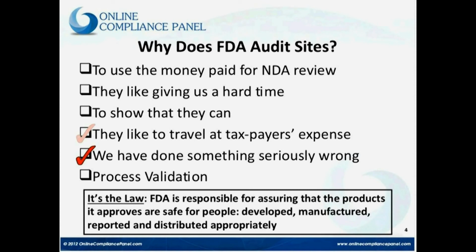Also, sometimes you do something seriously wrong. When there is an accident at your site, when there is a product recall, or there is a complaint about your product, if you are a manufacturing site, if there are too many adverse events from your site, if you are a clinical site, or if there are too many deviations from your site, all those things are triggers where you did something wrong, and of course FDA wants to come and audit you.